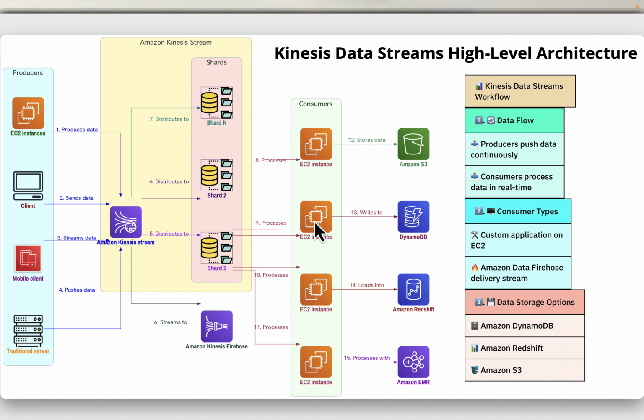The consumers process in real time, and after doing some processing, they can store the results. It can be written to DynamoDB, it can be loaded into Redshift, or it can be further processed with Amazon EMR. The consumers can be custom applications running on EC2 or an Amazon data firehose delivery stream. It can stream to data firehose, and from data firehose you can set up some destination target. So these two scenarios are possible, and you can store their results into various services. This is how a typical high level architecture of Kinesis data streams looks in production, in the real world.